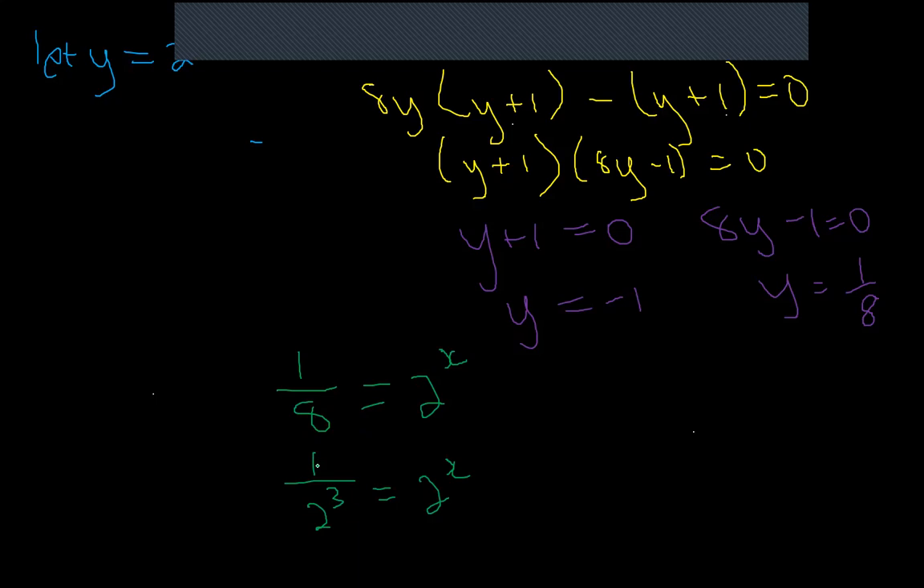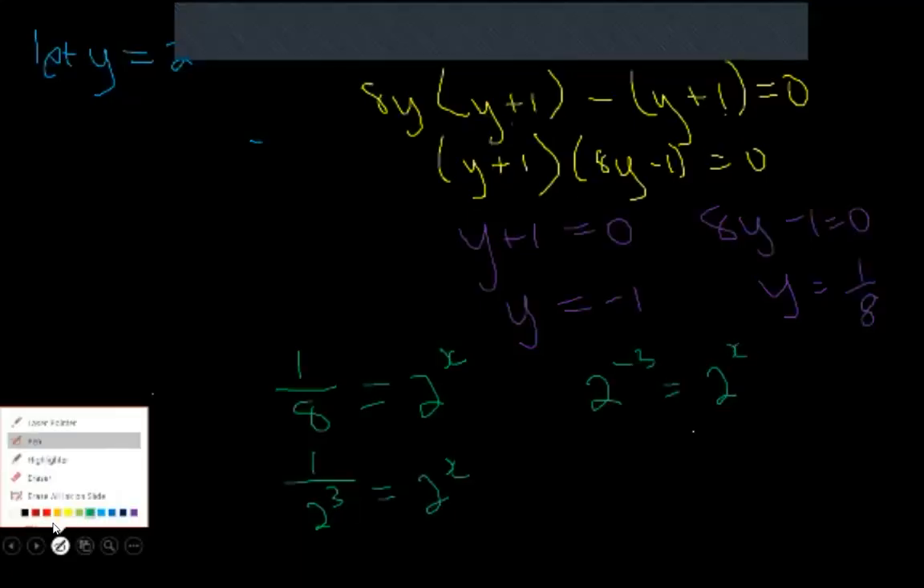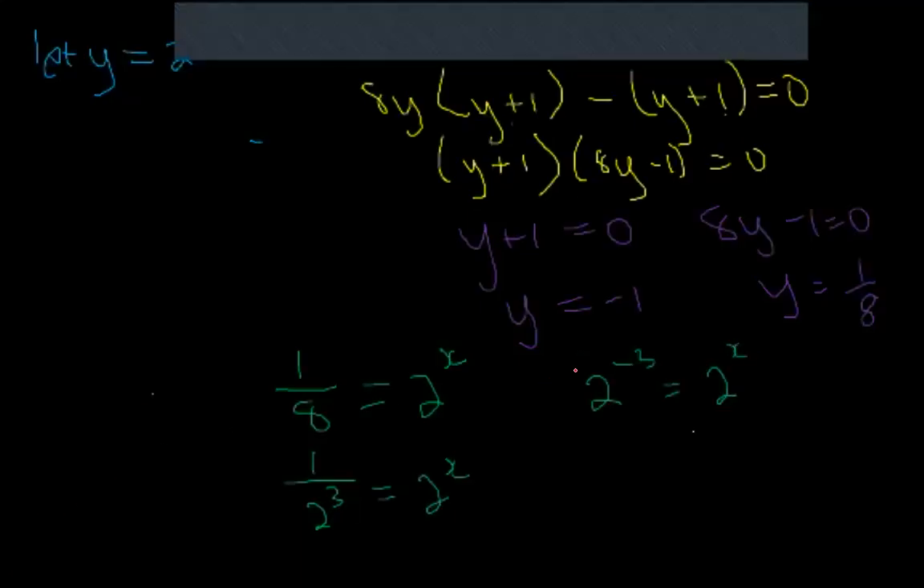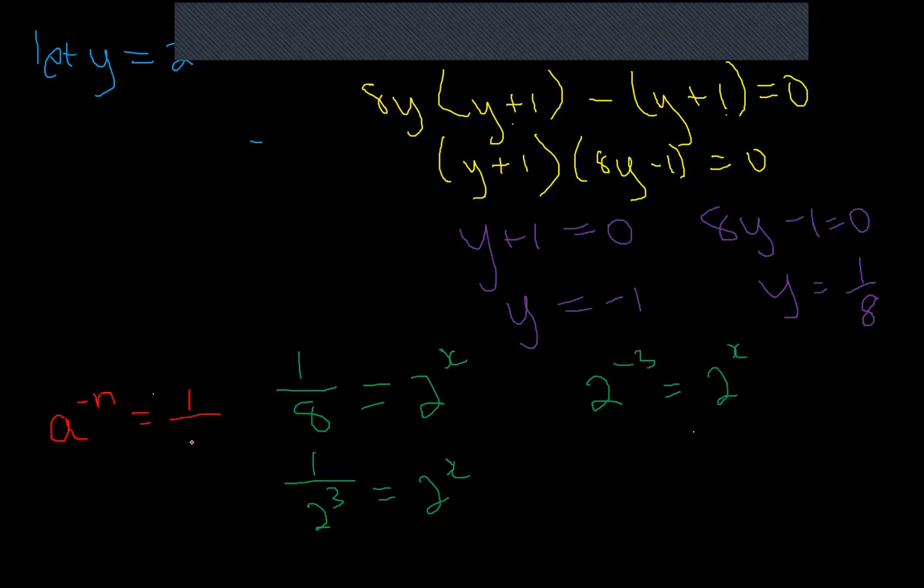And we know from our laws that 1 on 2 cubed is going to be the same as 2 to the minus 3, and this is equal to that. Just in case anybody does not know how I got this here, the law says that a to the minus n is equal to 1 on a to the power of n.